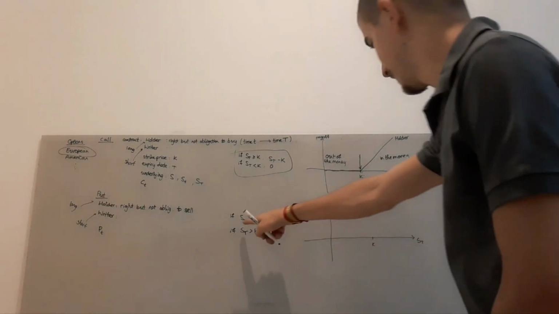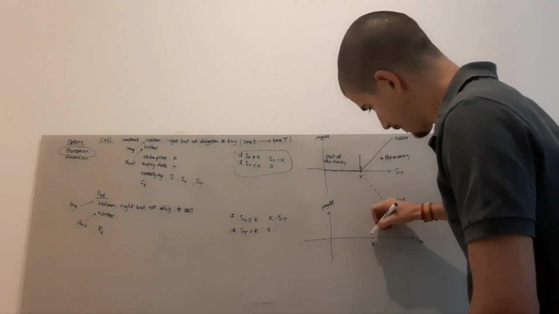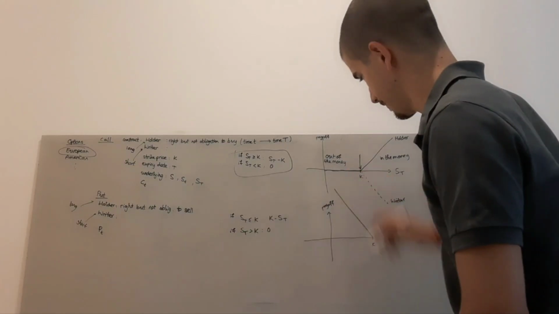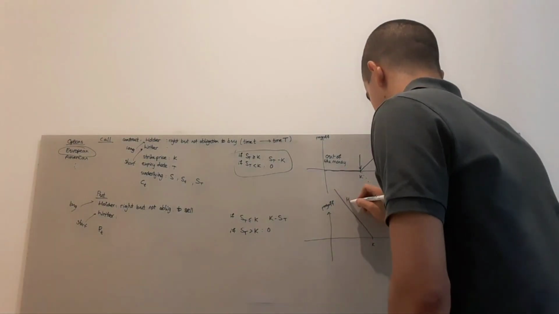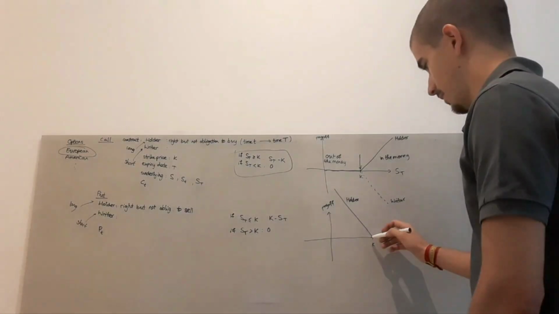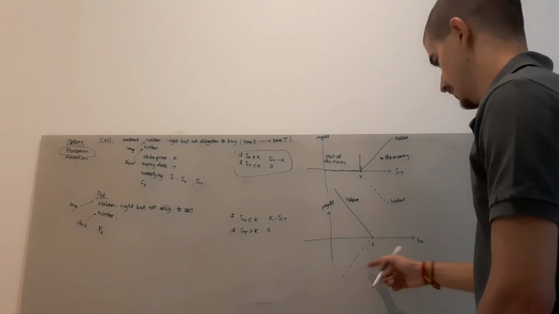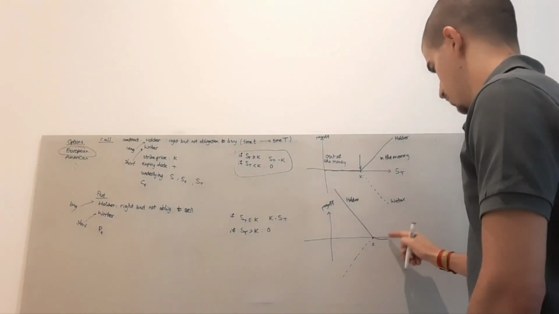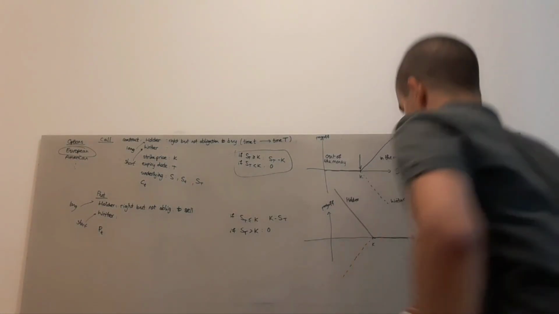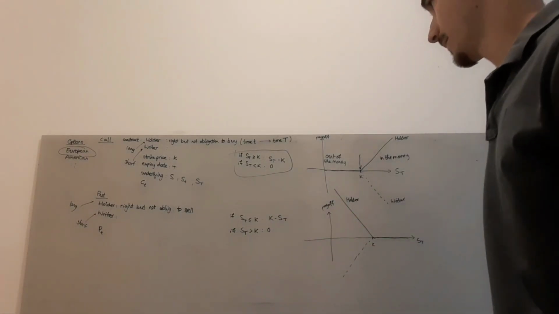In this case, if S_T is smaller than K, he's going to be making the money, K minus S_T, so it's going to have a negative gradient with intercept K. This is the holder. And the writer is going to be on the other side of the deal. He's going to be losing all this money. And if it's greater than K, they're both going to make 0. They're on the other side of the deal.